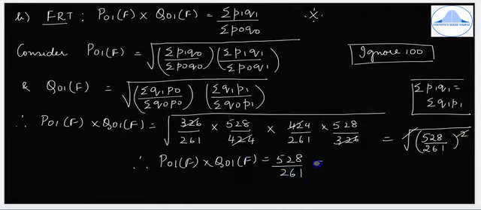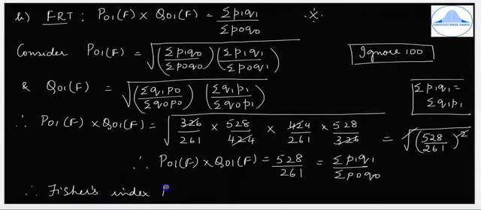by 261. If you see the table, 528 is nothing but summation P1 Q1, and 261 is nothing but summation P0 Q0. So we had to show that P01 of F into Q01 of F is equal to summation P1 Q1 by summation P0 Q0. So this FRT condition will carry 1 mark, and proving all these steps will carry another 2 marks. So totally it's a 10-mark question. And then you can write, therefore, Fisher's index number satisfies FRT.